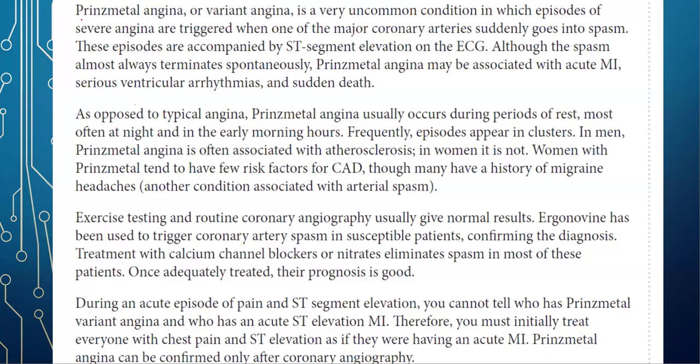Now, there was a term we used called Prinzmetal angina or variant angina, a very uncommon condition in which severe angina is triggered when one of the major coronary arteries suddenly goes into a spasm. So Prinzmetal angina is nothing but a spasm of the coronary artery. When these episodes occur, there will be ST segment elevation on the ECG. As opposed to typical angina, Prinzmetal angina usually occurs at rest, mostly at night and in the early morning.